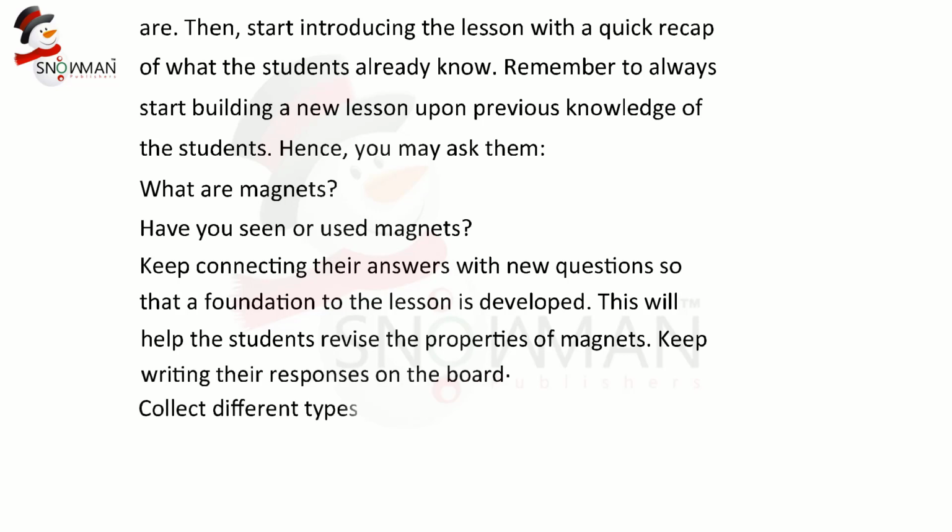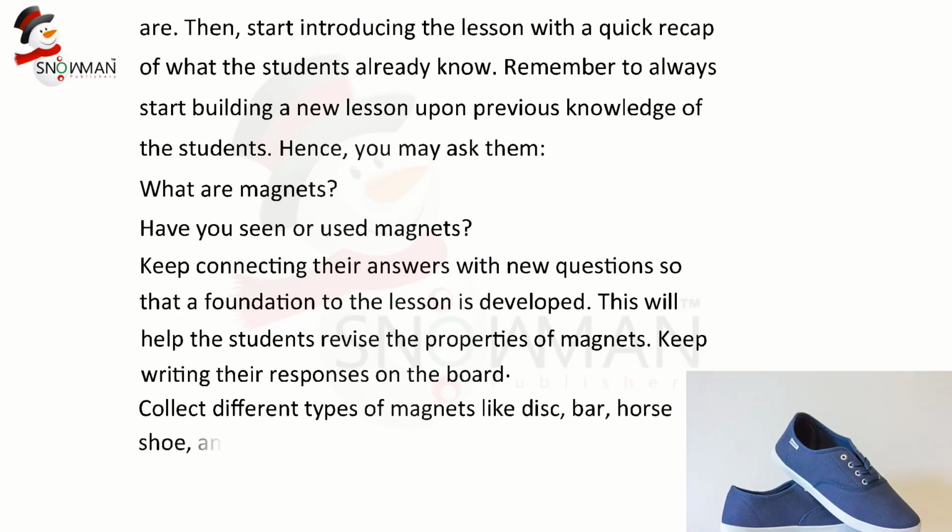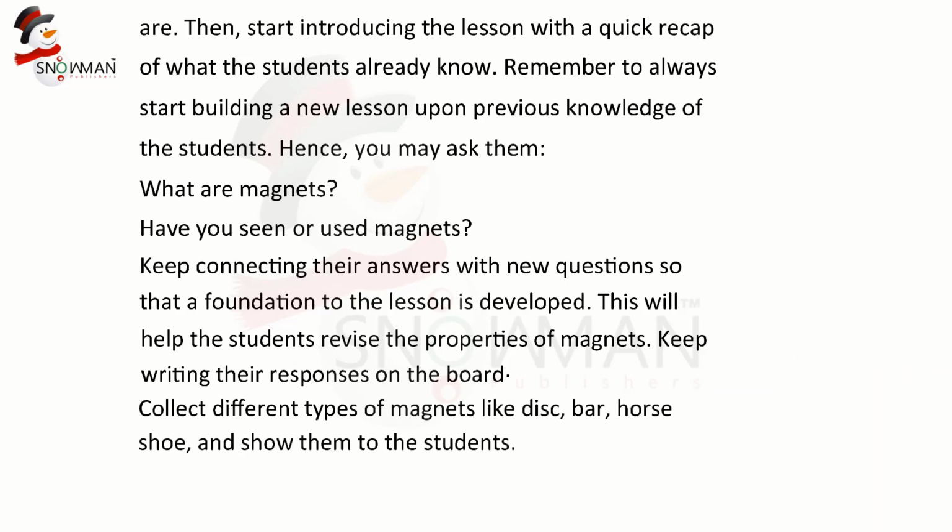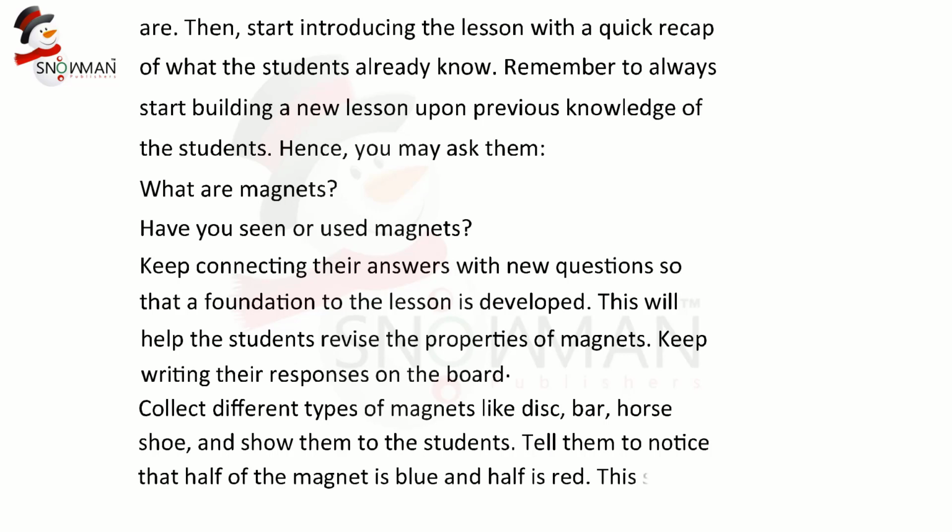Select different types of magnets like disc, bar, horseshoe, and show them to the students. Tell them to notice that half of the magnet is blue and half is red. This shows the poles of the magnets. Like charges, like poles repel each other, and unlike poles attract each other. Show this to the students by bringing like and unlike poles of magnets together.